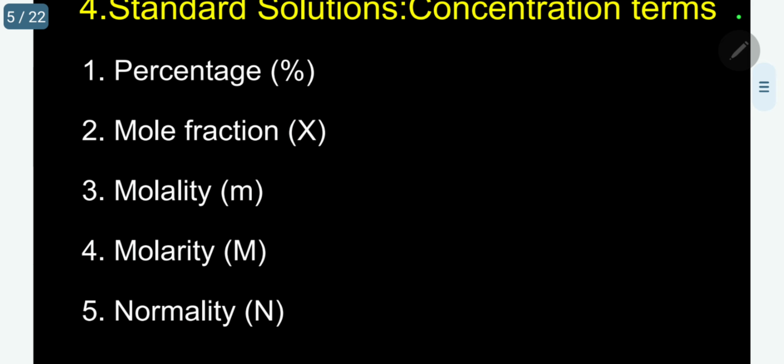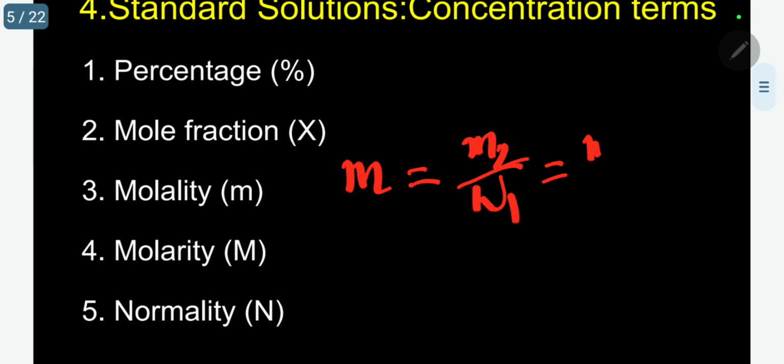Kindly follow. The third is molality. Molality is normally expressed as small m, that is m2 equals n2 by capital M1 W1, which equals small m2 by capital M2, the molecular mass, into 1 by W1. This is the molality. So molality does not depend on volume, it only depends on mass.